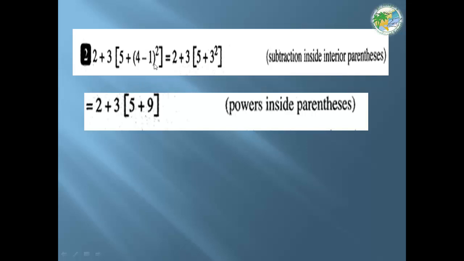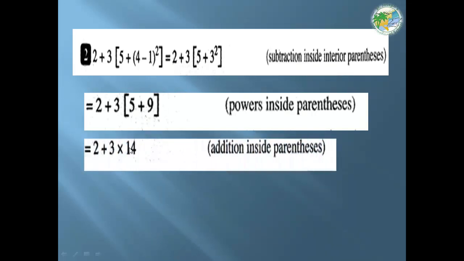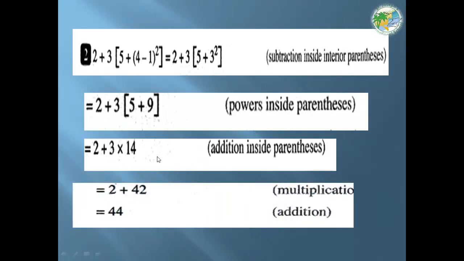Okay, equal 9. Then we have the exterior bracket, 5 plus 9 equal 14. 2 plus 3 times 14. Okay, now, the addition we did was inside the parentheses, the brackets. Then do we do the addition first or the multiplication? The multiplication. Then multiply, the first step: 3 times 14 equal 42. Okay, so 2 plus 42 equal 44.